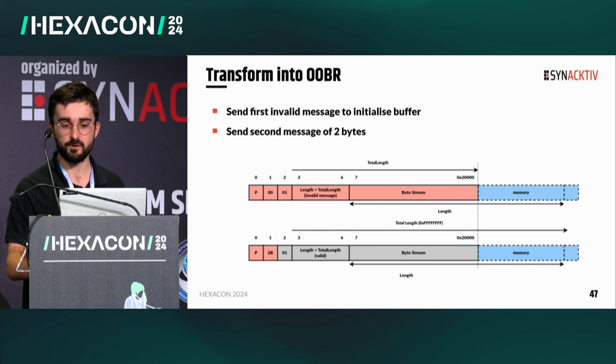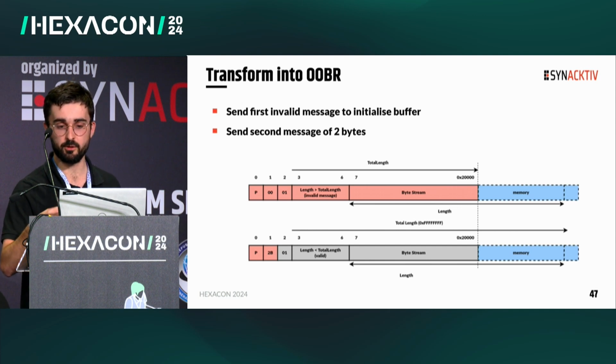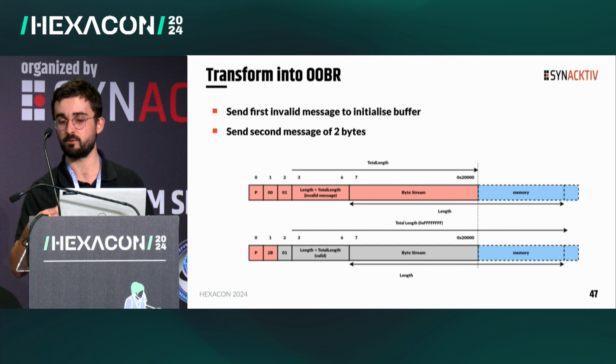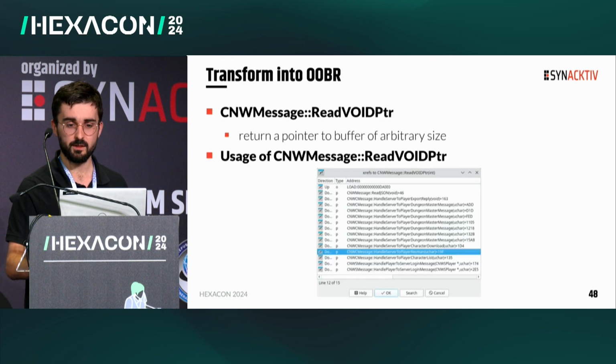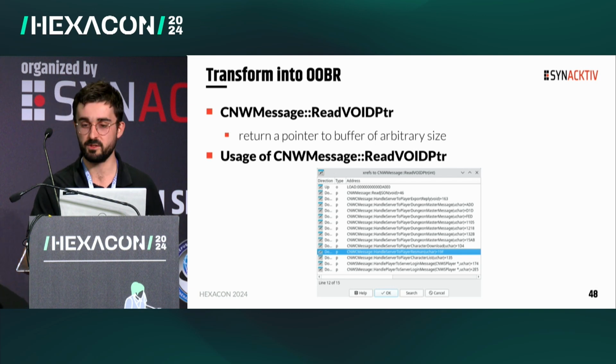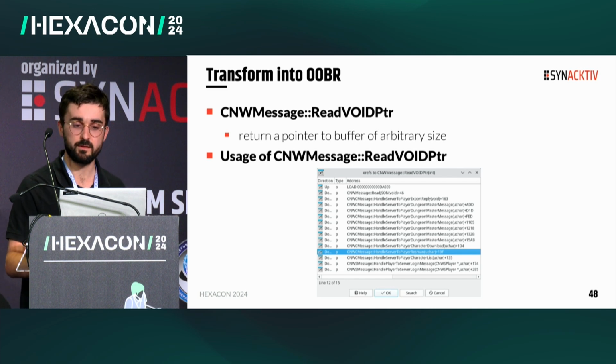And after, we need to find an interesting message handler. For example, if the program reads integers in a loop, it will potentially read integers from heap memory. And the most interesting method is the ReadVoidPtr method. It can return a pointer to a buffer of arbitrary size if the size comes from the message. There are a few usages of this method.